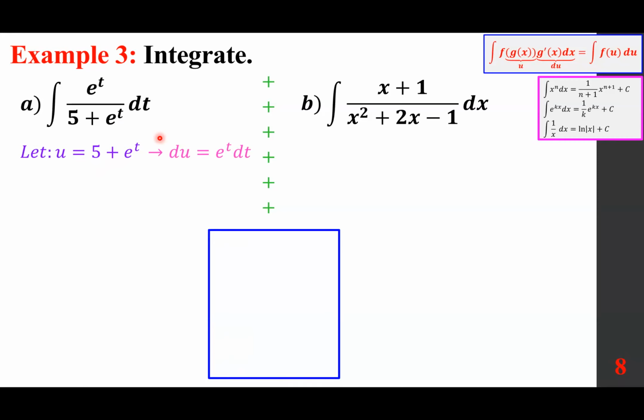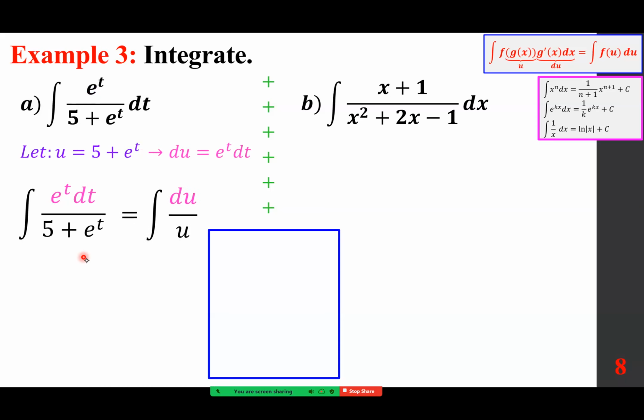So to make sure we have everything that we need, I'm going to put the dt at top. Remember, dt or dx can never ever go in the denominator. So remember, this is the same as putting the dt next to it. So what you're looking at is du over u. And as you know, the answer is a natural log. And replace the u with 5 plus e to the power of t, and you're done.